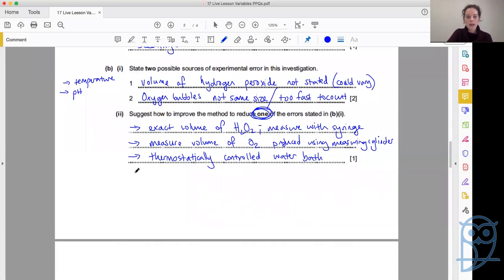How do we control pH? We would use a pH buffer.